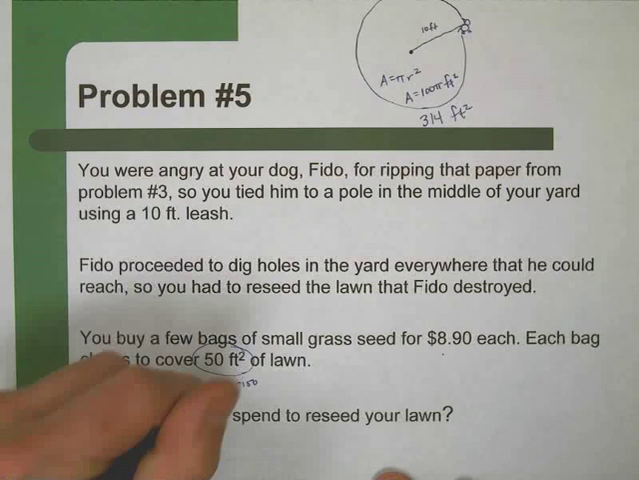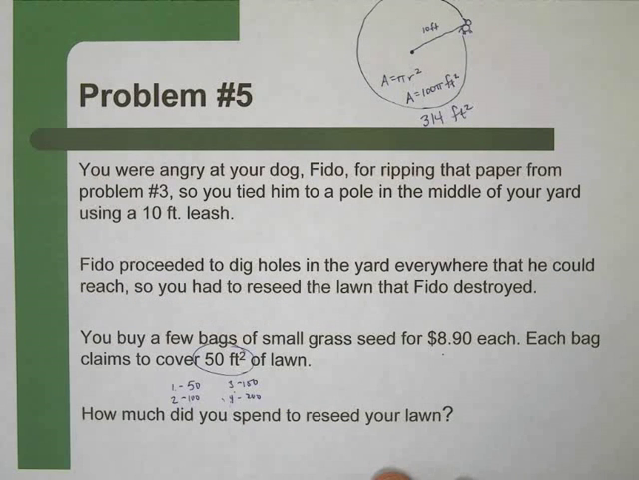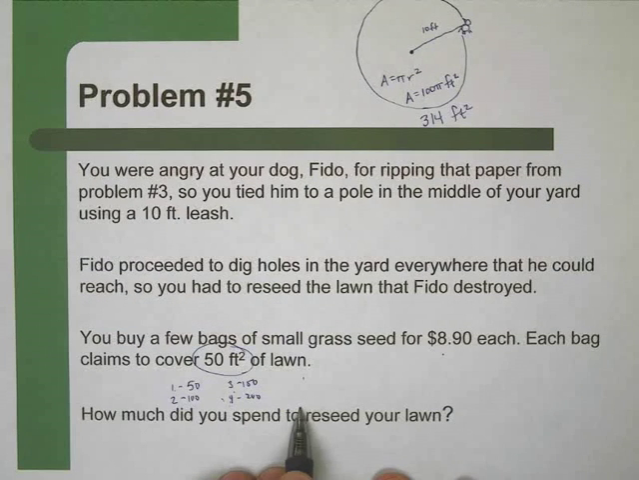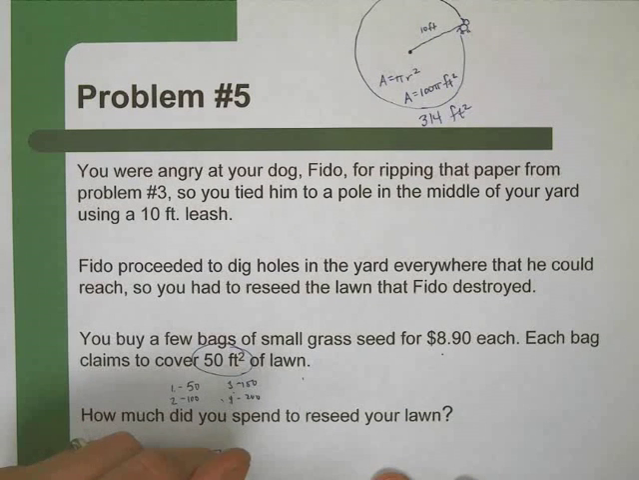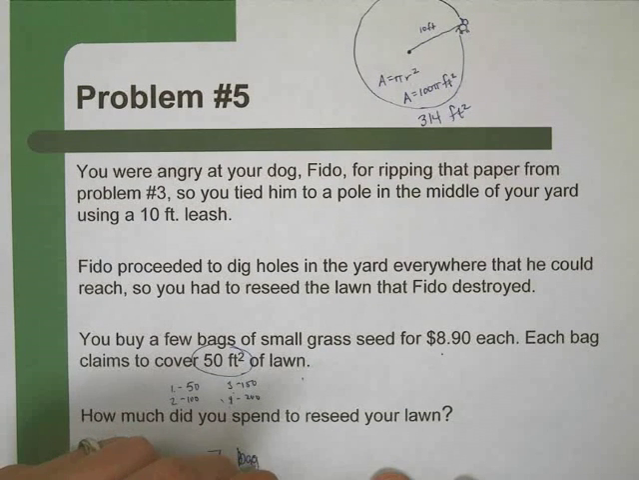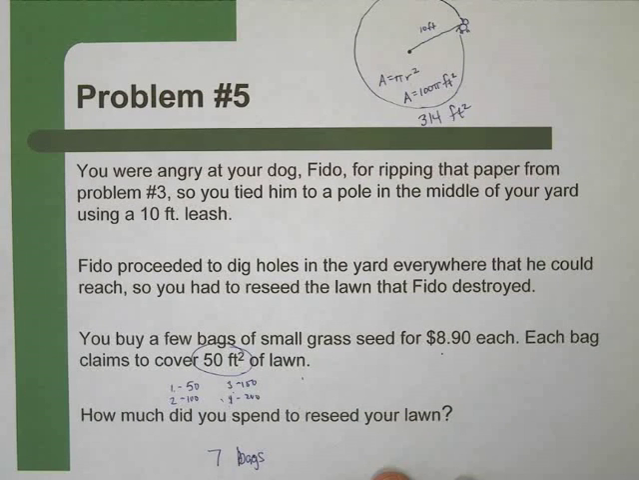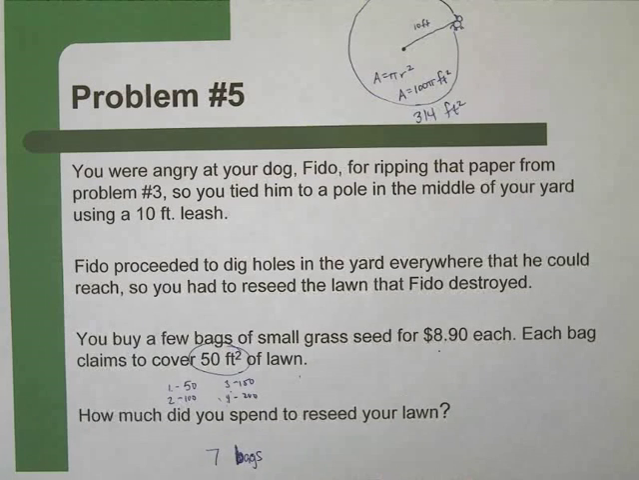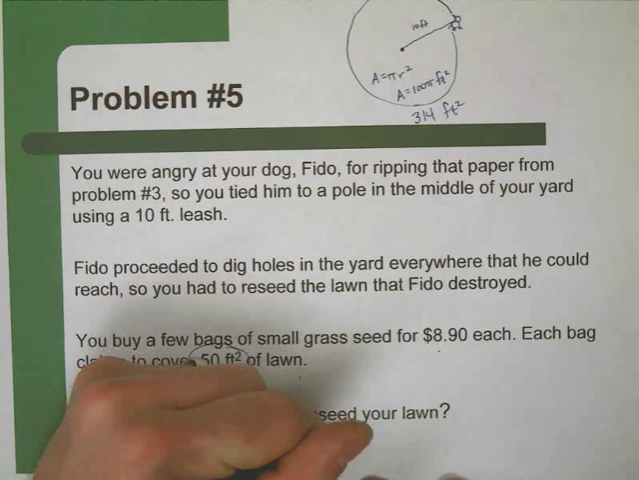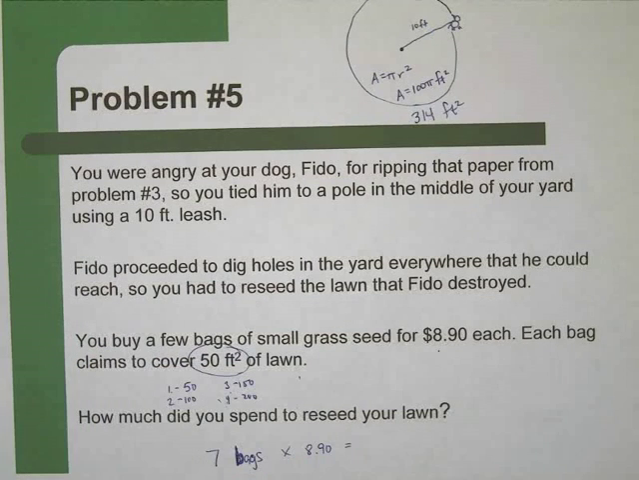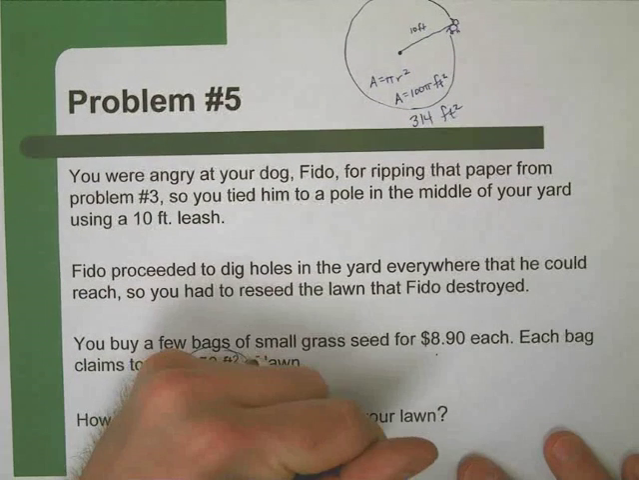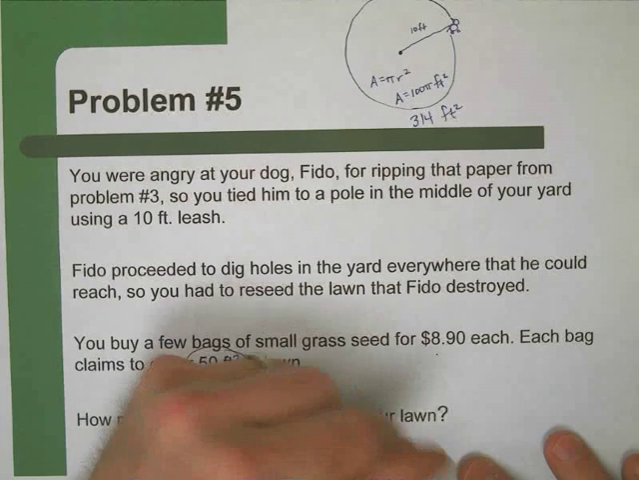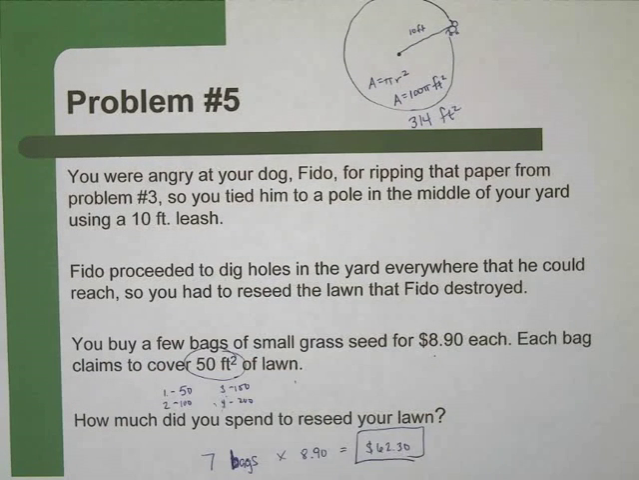So if I keep on going out, 4 bags would cover 200 square feet, 5 would cover 250, 6 would cover 300, almost there. It looks like you needed 7 bags. That would get us over the 314 mark. Good handwriting, too. I'm just showing off here with my penmanship. So if I needed 7 bags, and they were $8.90 apiece, I take 7 times $8.90, and 7 times 8.9 is equal to $62.30. Nice job, Fido.